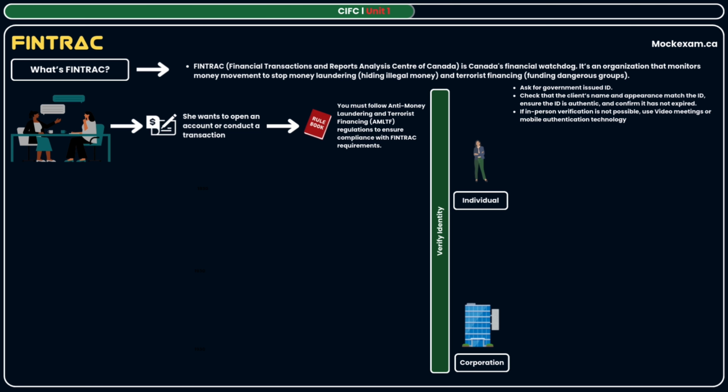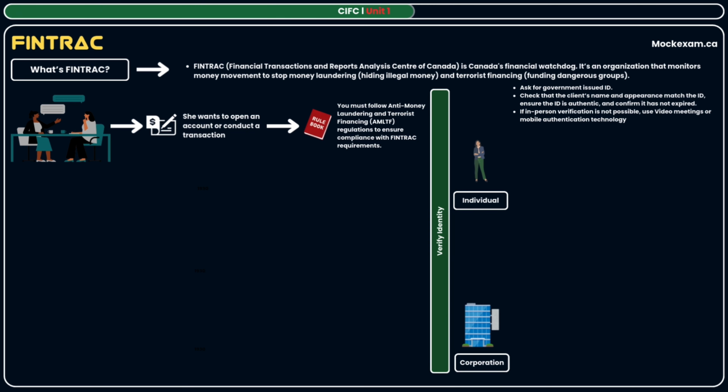I mean, you may be laughing, okay, this is obvious. We have to check the ID. I know it's obvious, but just close your eyes and imagine it's a day at a bank and you're doing your job. Okay, this is exactly what you do. What you need to do is step by step. When a client comes in, you ask for a government ID. You match the appearance. You check the expiration date. If the client can't come in person, you set up a video meeting and use mobile authentication technology.